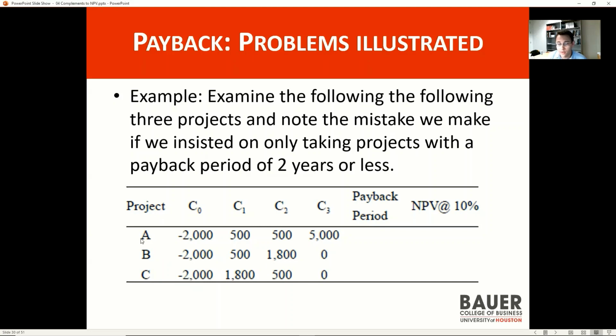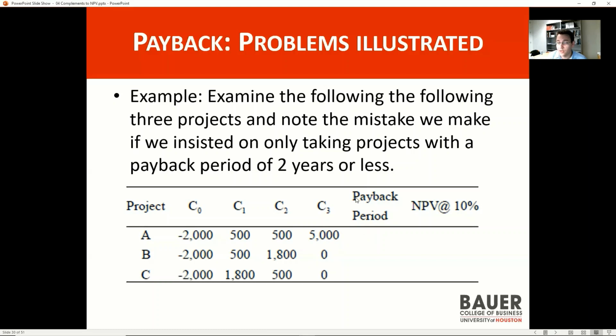Well, what's the payback period for project A? You start off with negative $2,000. At time 1, you add 500. So now you're still negative 1,500. You haven't crossed 0 yet. At time 2, you add another $500. So you've got minus 2,000 plus 500 plus 500. Now you're still at negative 1,000. So you're still below 0. You haven't paid back that initial investment yet. Finally, at time 3, you get $5,000. And that's what pushes you over the threshold. Now you've collected a positive $6,000, you only put in $2,000, so you've recouped your initial investment, therefore your payback period is 3.